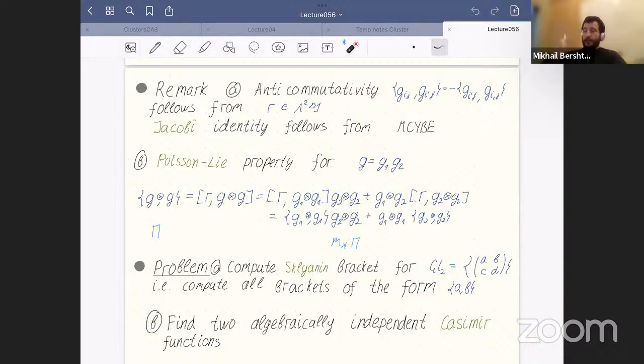What is essential, what is really non-trivial, is the Jacobi identity. It's the fact that we actually define a Poisson bracket. And this follows from the Yang-Baxter equation. There's some computation which I omit and decide to give as a problem: to compute everything for the case of GL2. Okay.